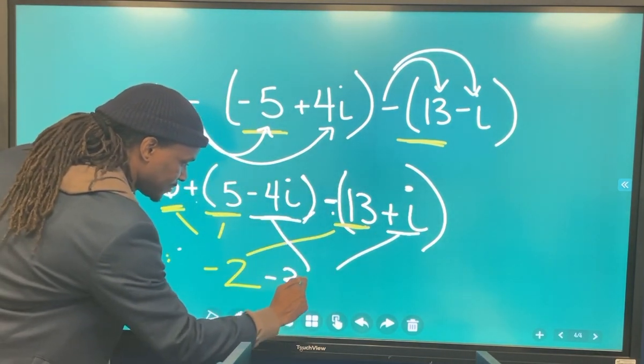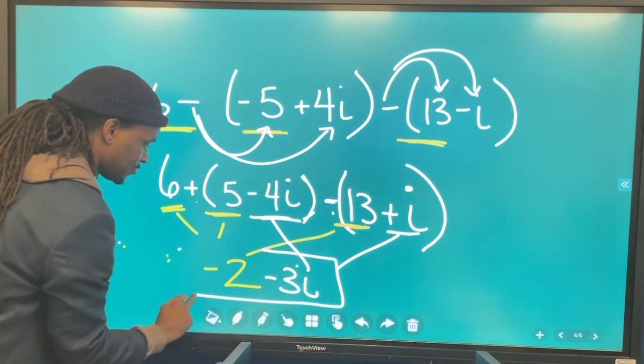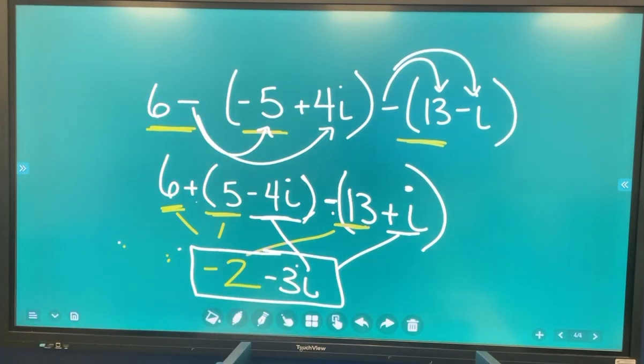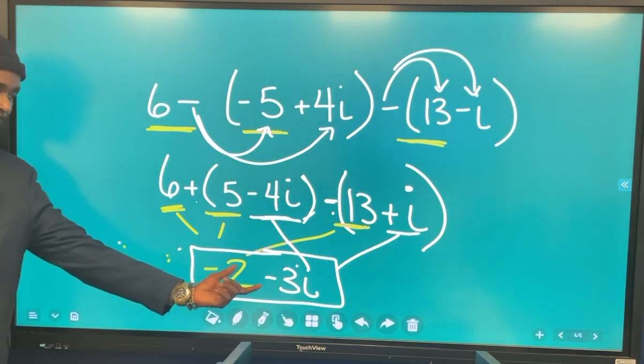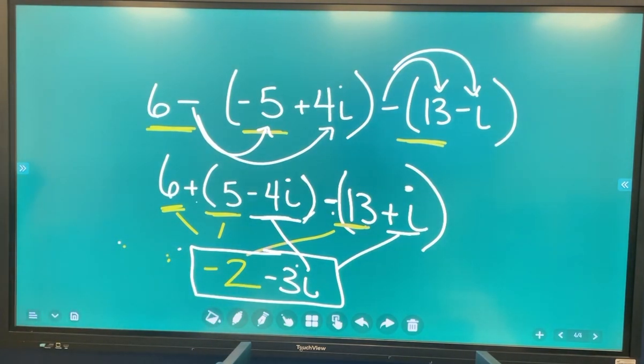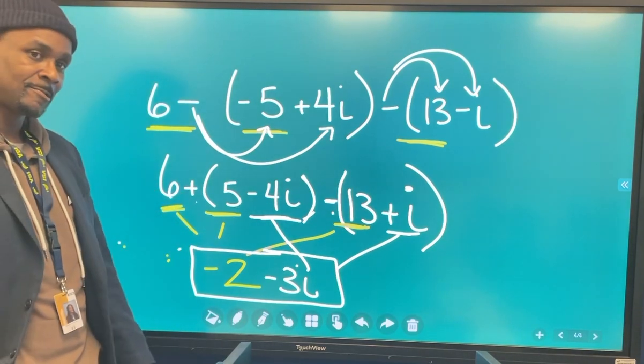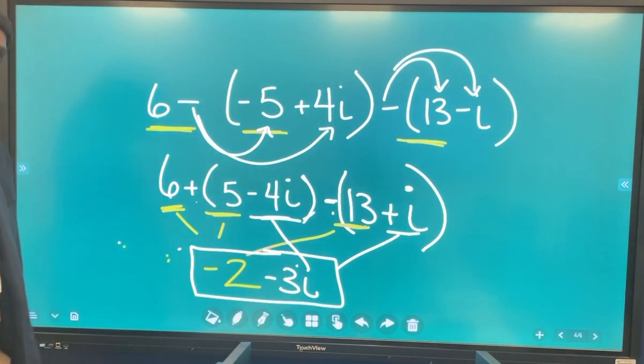So there's your answer. You can't combine these two, so don't turn it into negative i or negative 5i like some people would have tried to do. How did you get negative 2? Because what's 6 plus 5? 11. What's minus 13? Oh, okay. Negative 2. I didn't see the 13.